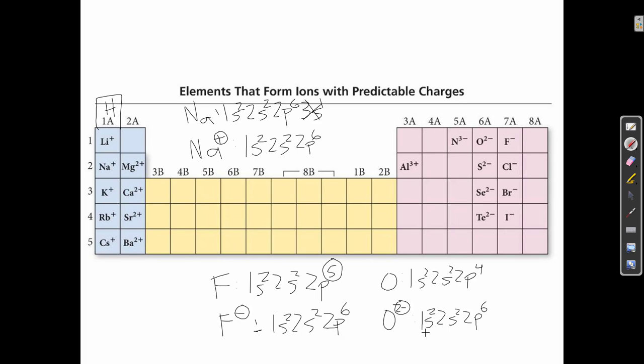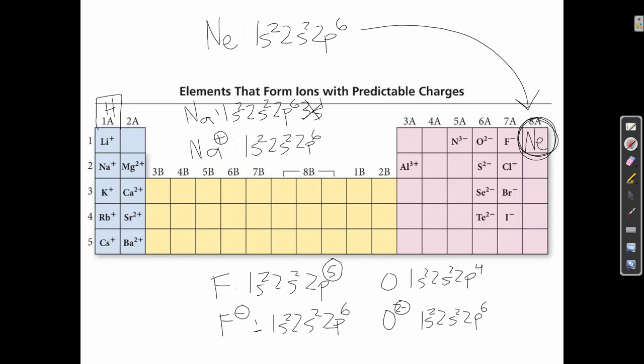So that's not an accident. That electron configuration is the electron configuration of neon, 1s2, 2s2, 2p6. What is neon? Neon is a noble gas. What is it about noble gases that makes them different? They don't react with anything.